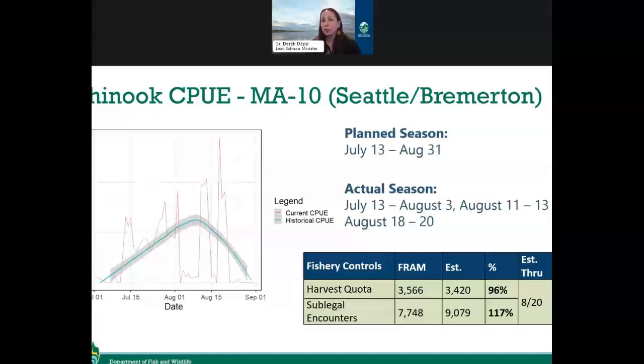We continued to do test fishing in this area and realized that we had a pretty big push of legal marked fish that came in around that same time period. So that dropped our encounter rate. So we were able to open back up again for the weekends of August 11th through 13th, and then from August 18th through 20th again, at which point both our harvest quota and our sublegal encounter rate limits for this fishery were reached. So the CPUE figure here looks a little bit funky just because you see those drops, and that was the time frame that this fishery was closed down in those couple weeks of August.